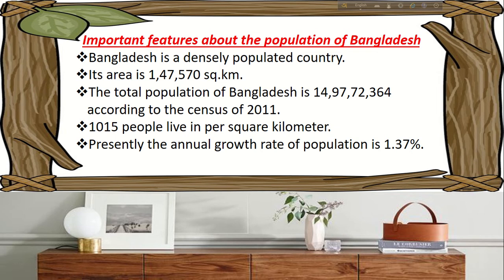Its area is about 1,47,570 square kilometers. The total population of Bangladesh is 14 crore 97,72,364 according to the census of 2011, and 1015 people live per square kilometer. Presently the annual growth rate of population is 1.37%, which was 1.54% in 2001.